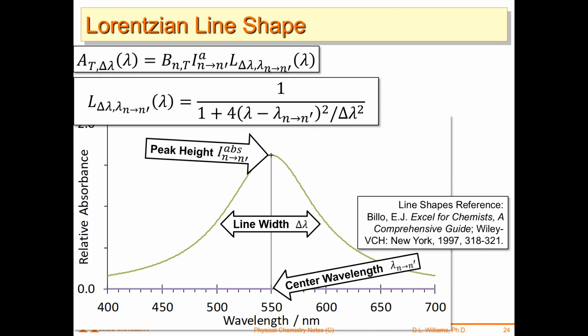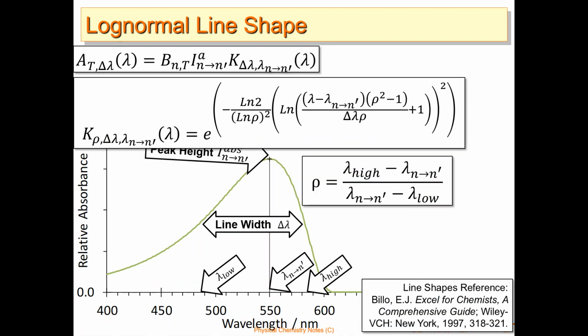And what if in reality, in a real spectrum, I have an asymmetric peak? It tails to the right or tails to the left. We need to have a line shape that tails. And so this would be a log normal line shape. So we had to add another parameter. We had to add an asymmetry parameter. And that's that rho there, the Greek character rho.